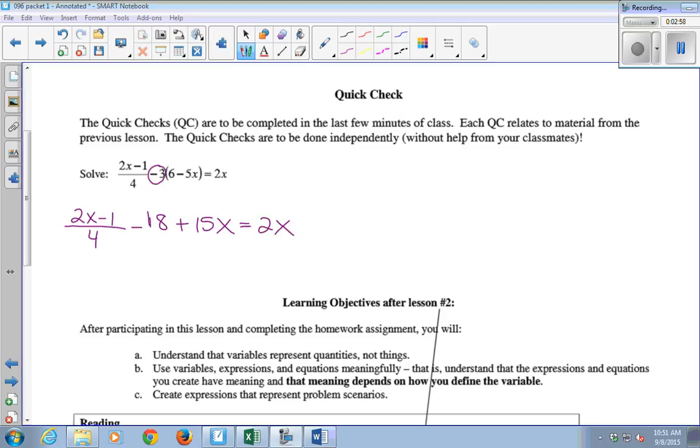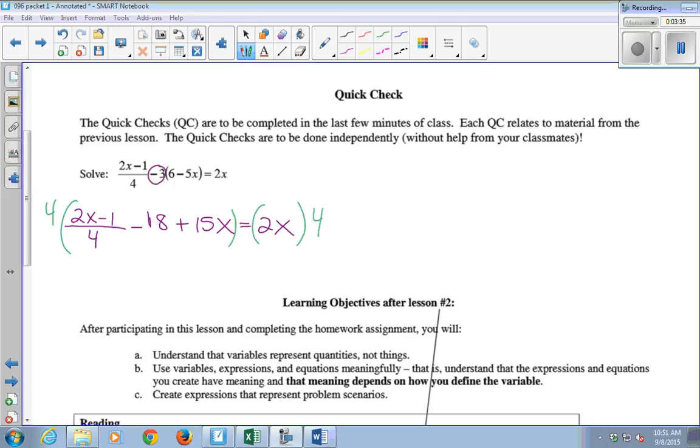So now I've gotten rid of my parentheses and I have a fraction. I would like to get rid of the fraction because it will make everything so much easier if I don't have to deal with fractions. So look at all your denominators in this equation. We've got a 4 and the rest of them are 1s, right? So my common denominator of all of those is a 4. So I'm going to multiply both sides of the equation, that is every term on both sides, by 4, by the common denominator.